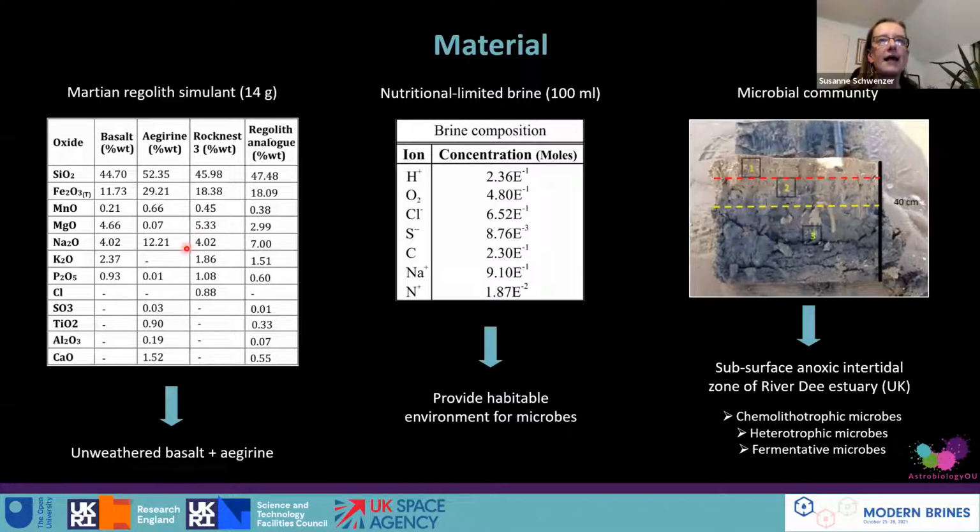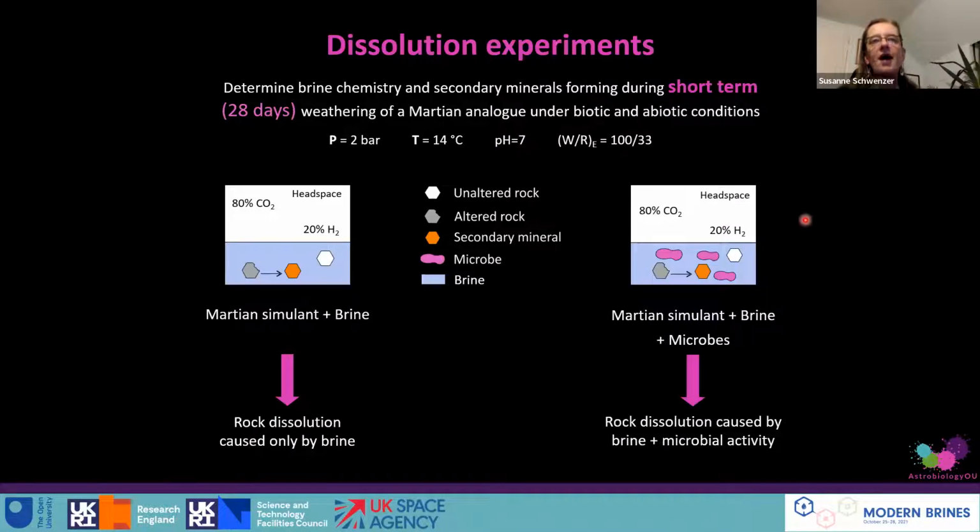And we can put that in there and assess a brine composition, assess a microbial community. This is actually another analog site, the River Dee estuary here in the UK. And we can put all of this together and make these experiments and find out how these brines look. What are the differences between something that doesn't have microbes and something that has microbes? And we can discern some potential biomarkers. What do we need to look for if we are looking for potential habitable scenarios?